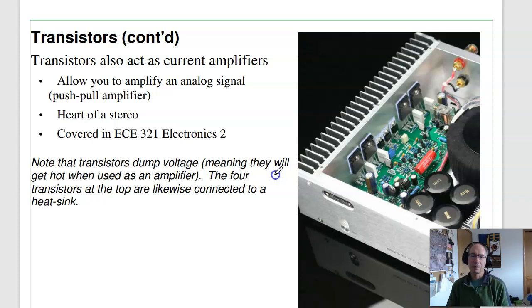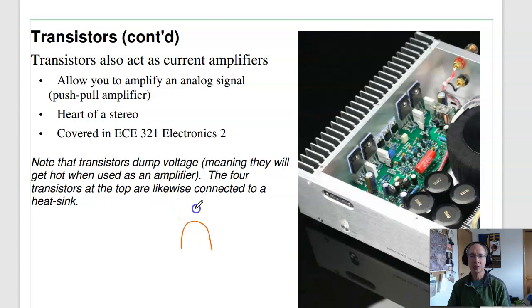One problem with transistors, this is what you cover in 321 analog electronics. A problem when using them as an amplifier is they dump voltage. So if I have a 40-volt source, I want to get some of it to a speaker. If the voltage to the speaker is supposed to go up and down like this, say a sine wave, the excess voltage is dumped by the transistor.